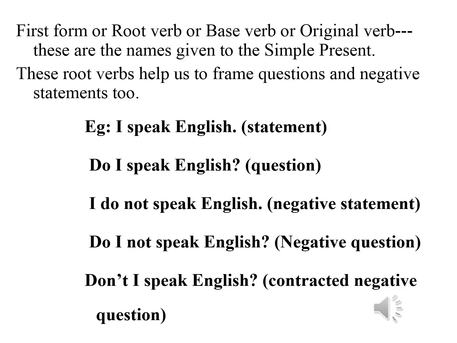The simple present has certain names: first form or root verb or base verb or original verb. These root verbs help us to frame questions and negative statements too. For example, I speak English. This is a statement. Do I speak English? It's a question. I do not speak English, a negative statement. Do I not speak English? Negative question. Don't I speak English? This is a contracted negative question.